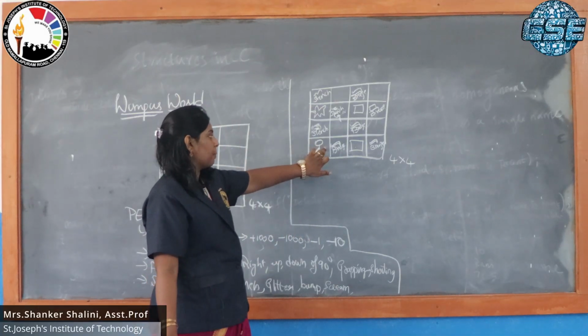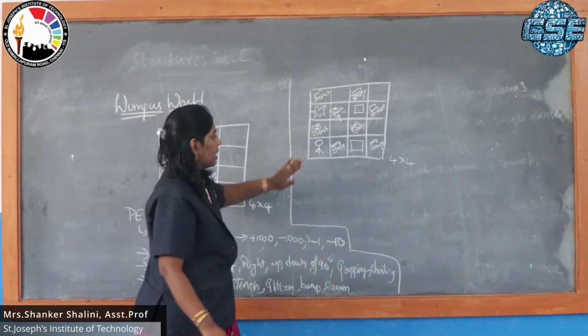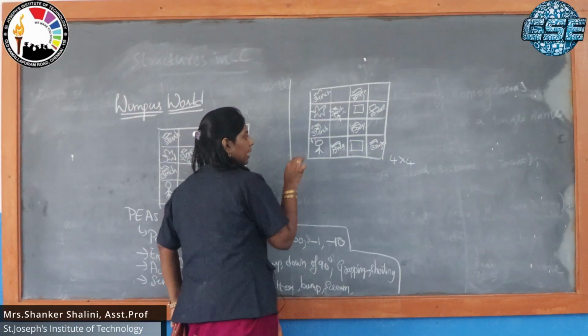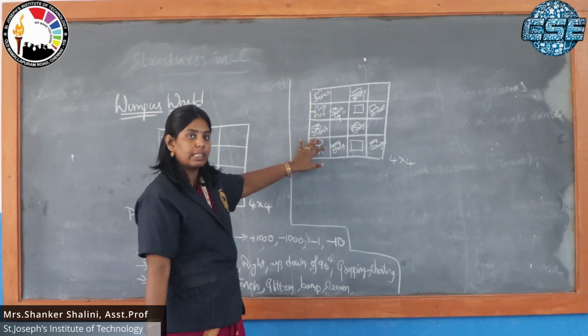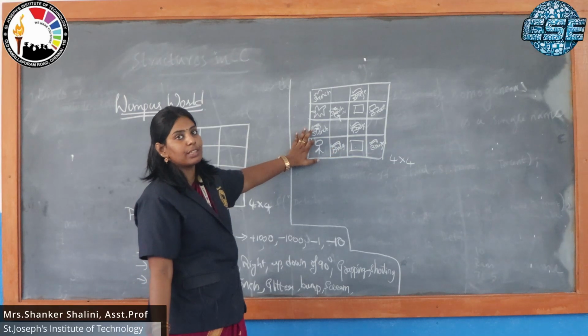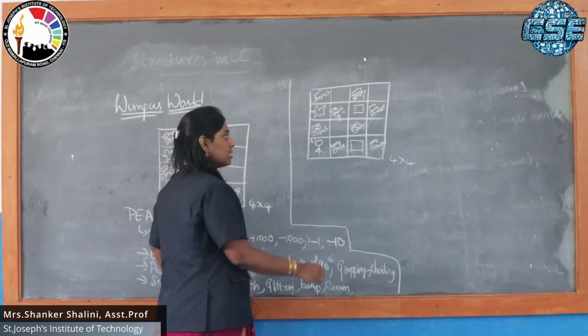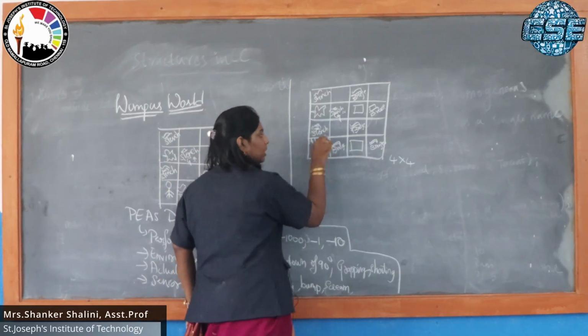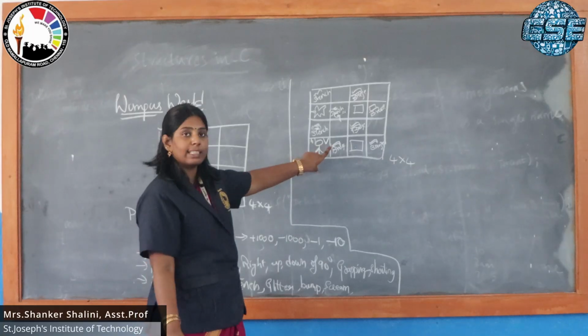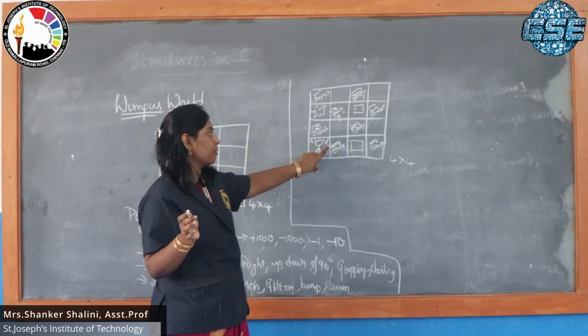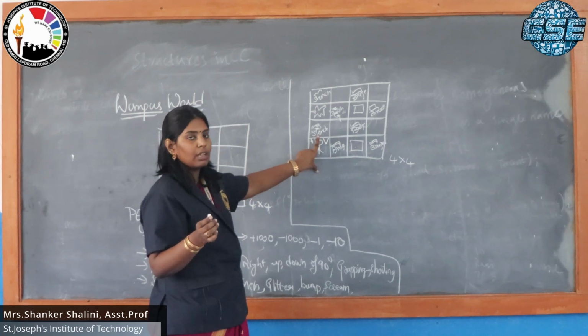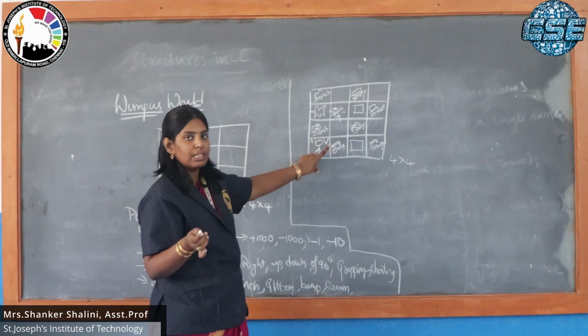He is going to step. Initially the agent is in 1, 1, right? Here there is no perception, there is no sensor in this grid. So the agent is safe here and he has visited here, so we denote it with a V. The agent is safe, there is no perception for him, like there is no breeze here as well as stench here.